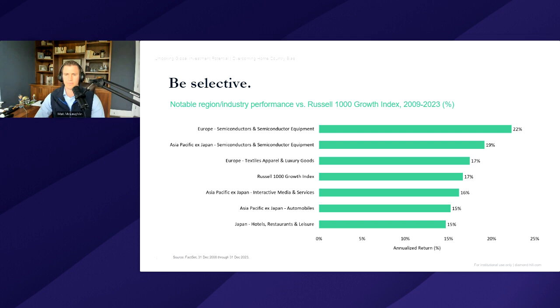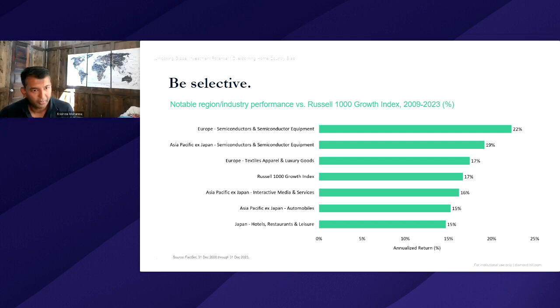Yeah, let me start by saying this, right? We are bottom-up stock pickers. So what we are looking for is individual equities where we find that there is a big mispricing between what we think the intrinsic value of a business is and what it's trading at.